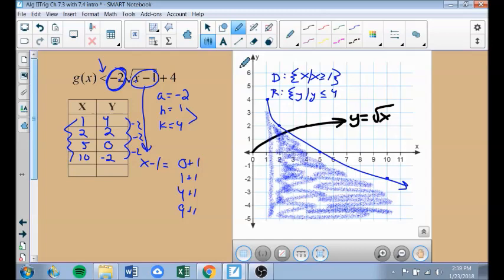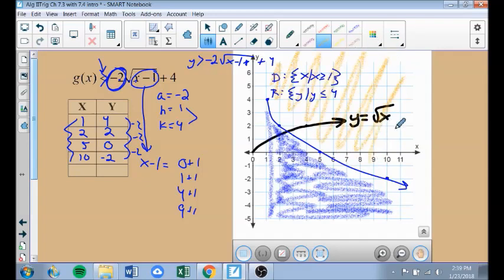Something interesting to note. Had this been a greater than instead of a less than, had it been y is greater than -2 parentheses x minus 1 plus 4, well, then we'd be shading above, and if we were shading above, our range actually becomes all real numbers. Because we're graphing down, but then shading up, we cover everything. So keep that in mind. Don't spit out your domain or range till you've graphed and shaded and then check to see what the graph hits. In this case, the graph hits every y value, but only the x values that are greater than 1.